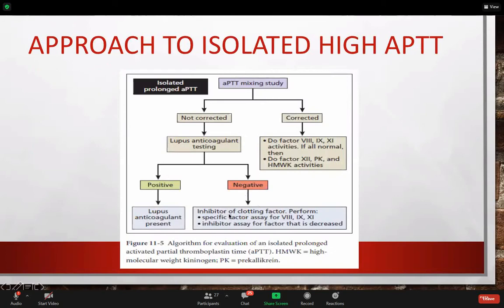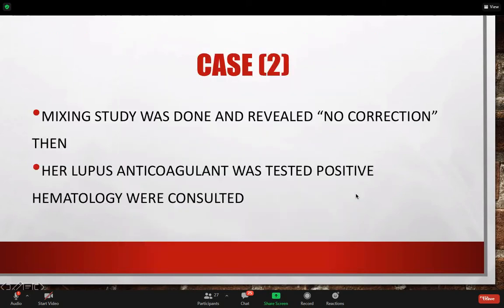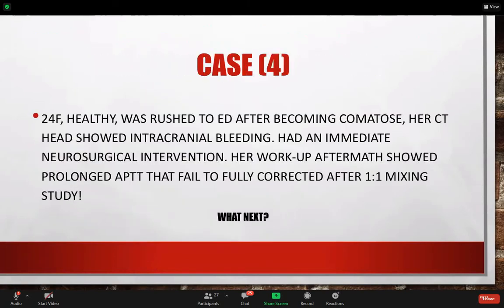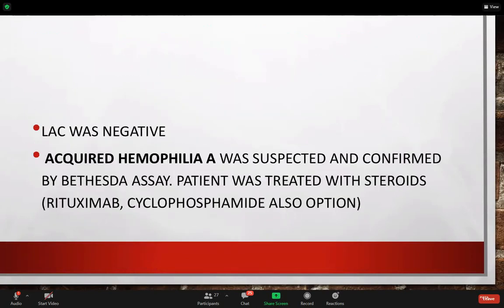You can see it here. So we measure the antibodies against factor 8, 9, and 11. In this case, when it was measured, it basically showed acquired hemophilia A. What's hemophilia, guys?